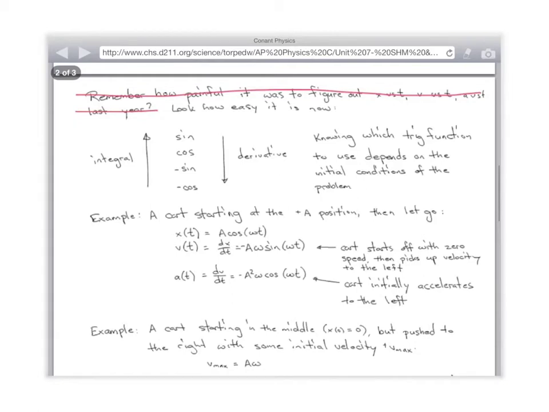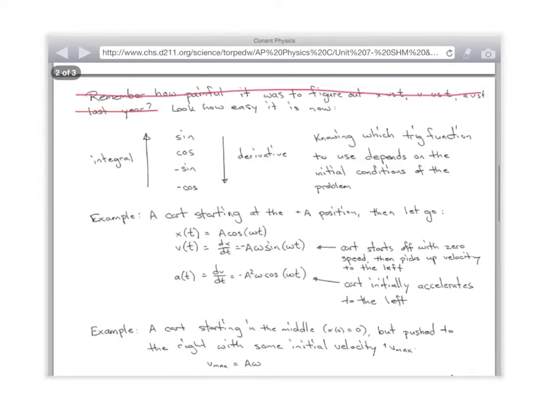So if the velocity starts at the maximum, that means your position is starting at 0, right? So what trig function are you using for position? Sine. Positive sine or negative sine? Positive sine. So what would the equation for position be? A sine omega t.